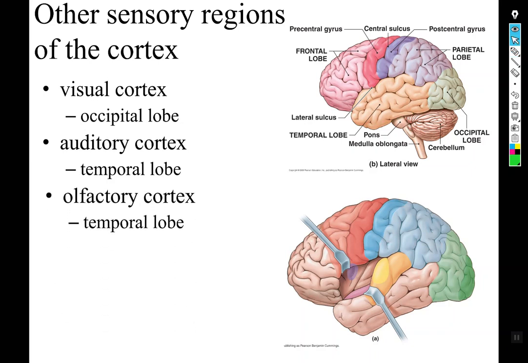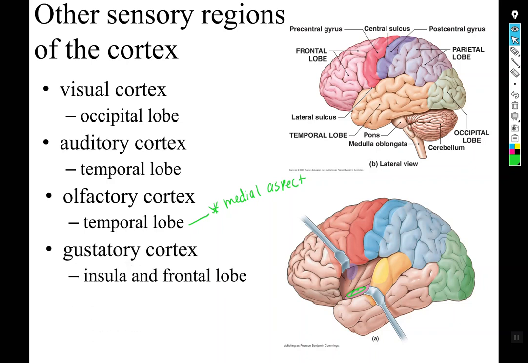And the olfactory cortex, which is also on the temporal lobe, but on the medial aspect of the temporal lobe. So looking at the temporal lobe from the medial side rather than from the lateral side, it's in here. The gustatory, so taste cortex, gustation is tasting. This is in the insula and on the bottom of the frontal lobe, so it actually has two places where it's processed.